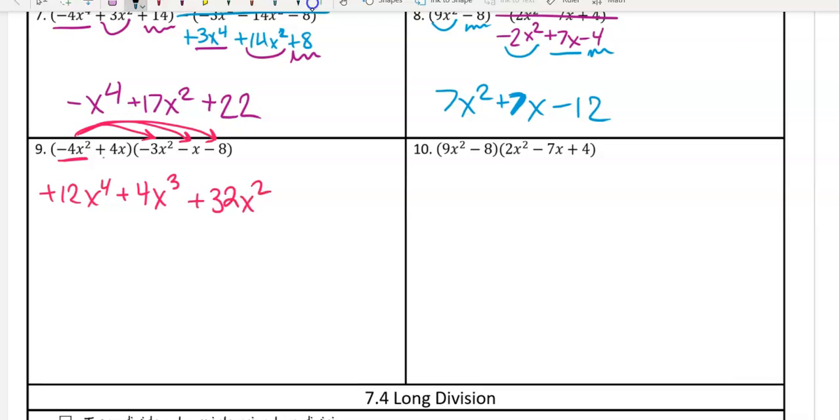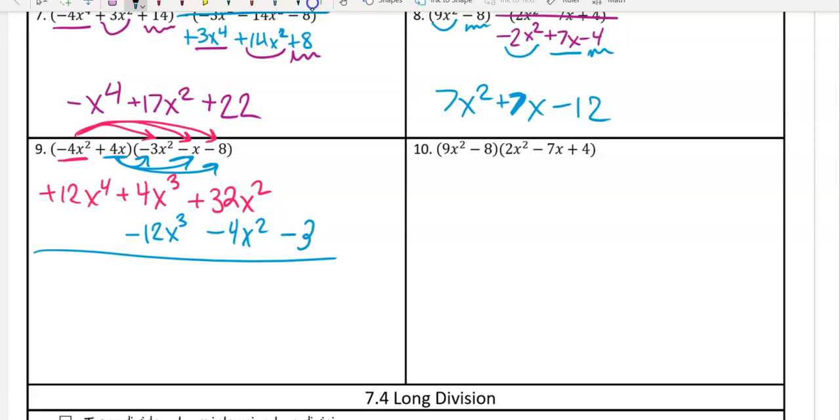Now we can start with the second term of the first parentheses. So 4x times negative 3x squared, that's going to get us negative 12x cubed. Make sure you're aligning the same exponents with the other same exponents, the like terms. So we have 4x times negative x, that's going to get us negative 4x squared. And then we have 4x times negative 8, which is going to get us negative 32x.